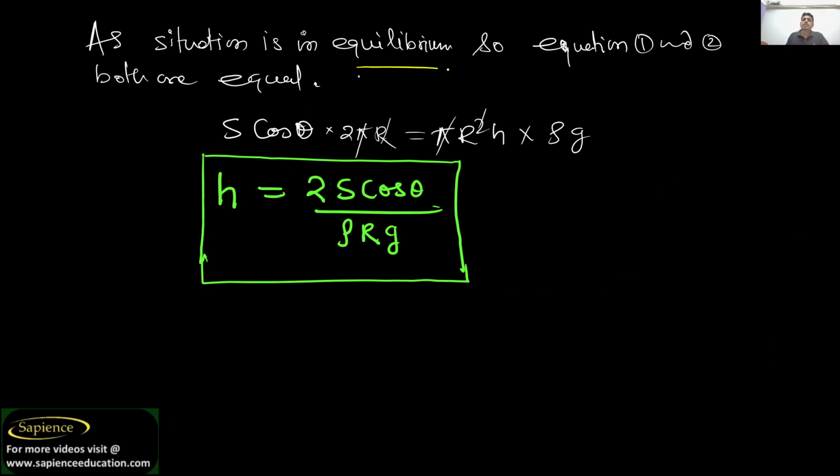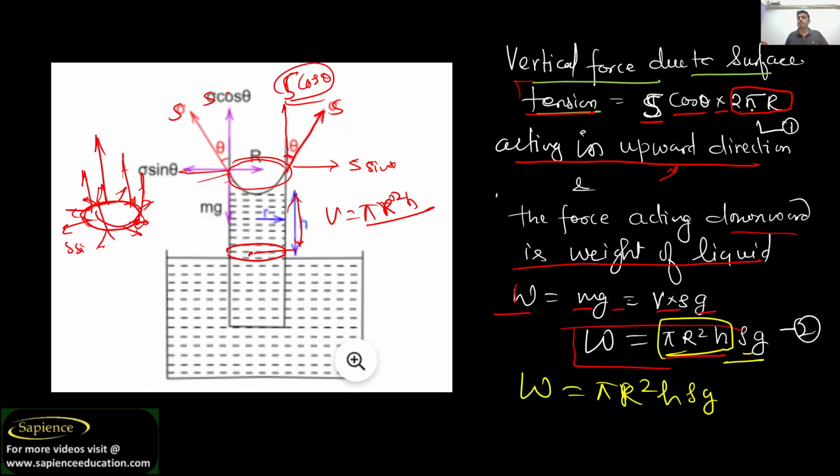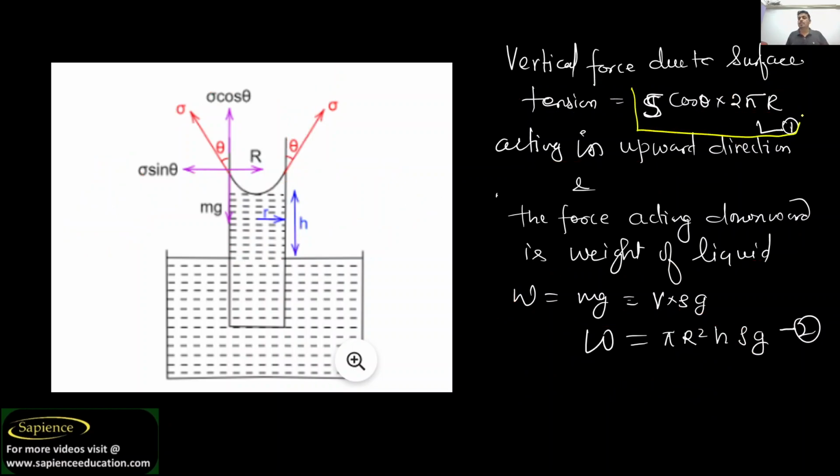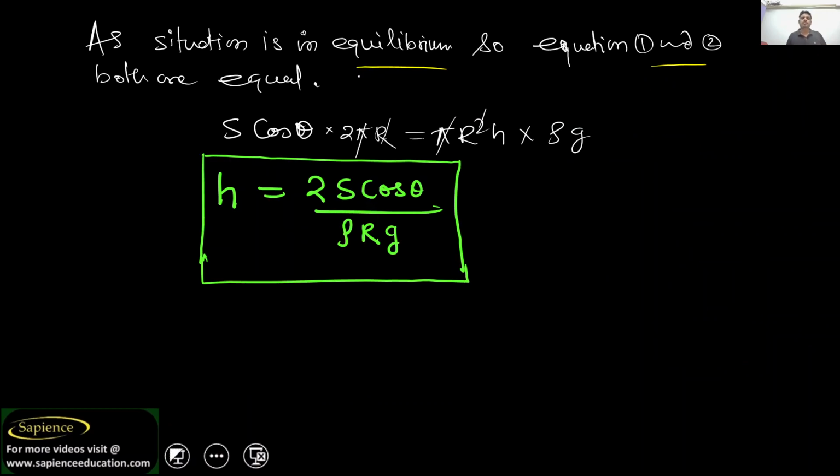Now, as this situation is in equilibrium, neither is it going too much up nor too much down. So this equation and this equation are both equal. The weight and the force due to tension are equal. So S cos theta into 2 pi r can be written as pi r square into h rho g. So pi cancels, and one r cancels. Finally you get the height of the rise in the capillary tube.